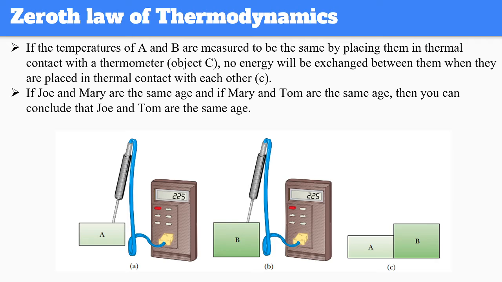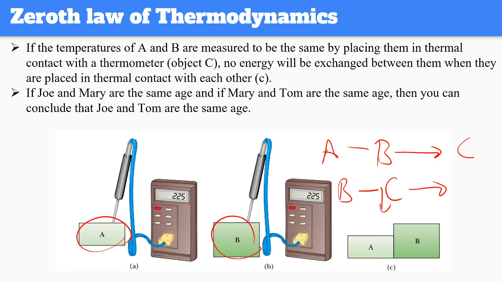Because the key thing for heat transfer is temperature difference. So if A and B are at the same temperature, then once you put those 2 together, there won't be any heat transfer between them. Another description is: if A and B are at the same temperature and B and C are at the same temperature, then you can also conclude that A and C have the same temperature, which is really a logical thing.